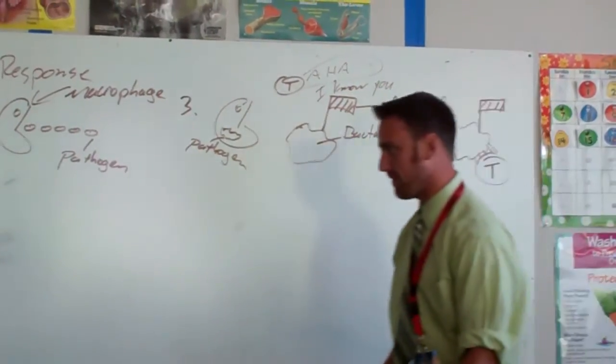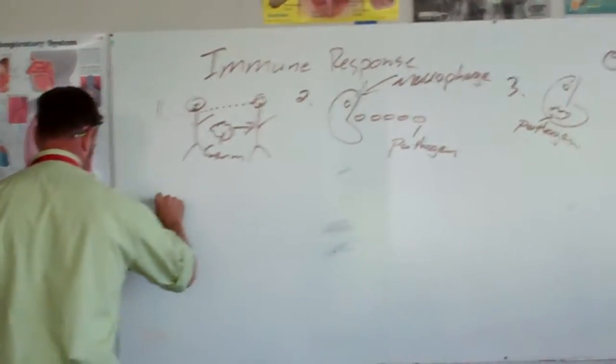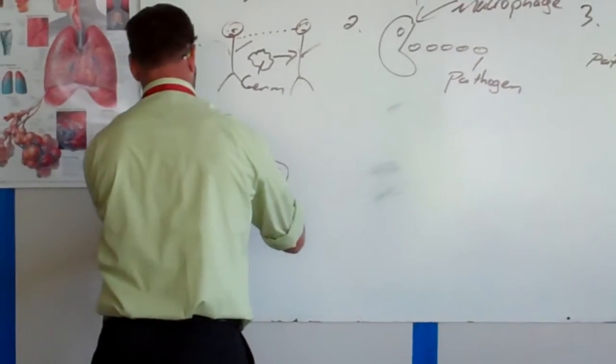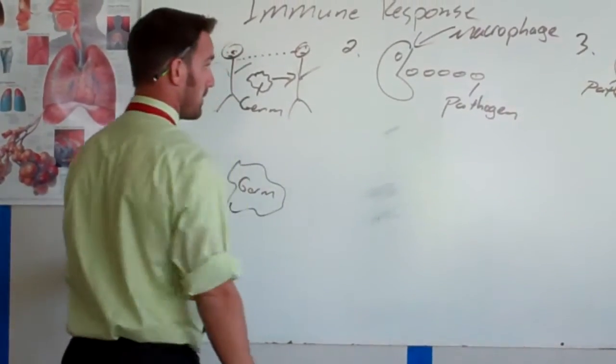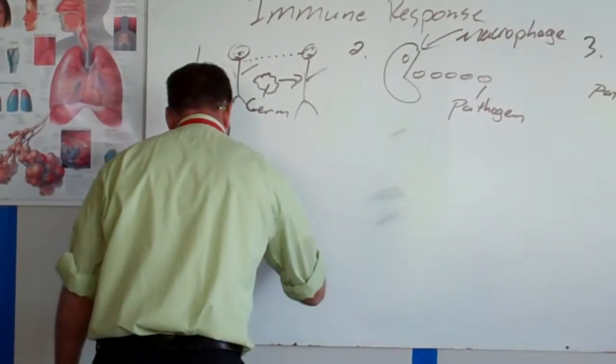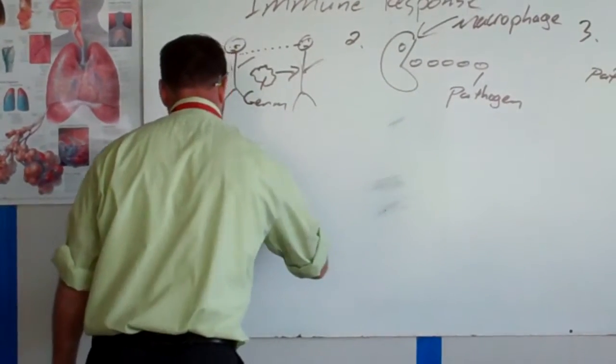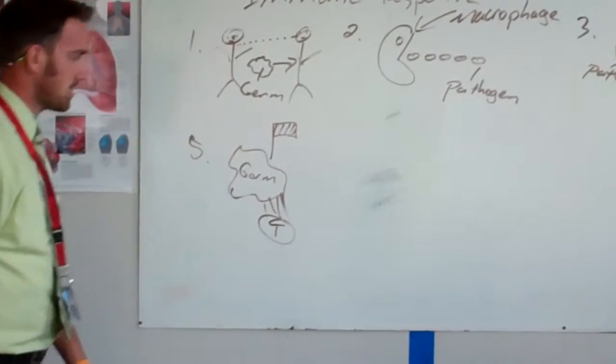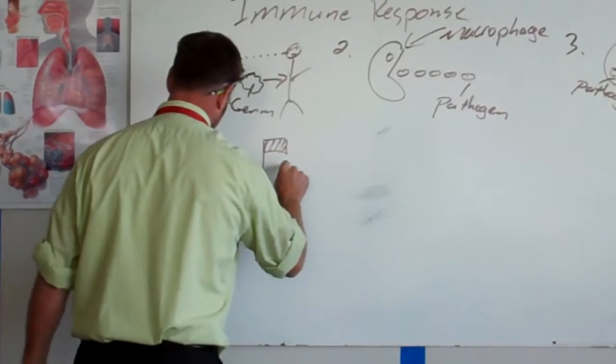Okay? Step 5. B cells bind to antigen and helper T cell. Now we got some B cells coming in. Okay, so here's our germ. Our T cell is still here. It's still stuck. Here's our antigen, our little flag. Now what do we have that's stuck to it? A B cell.